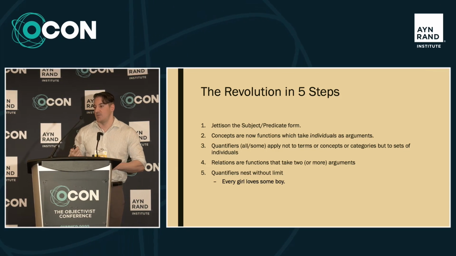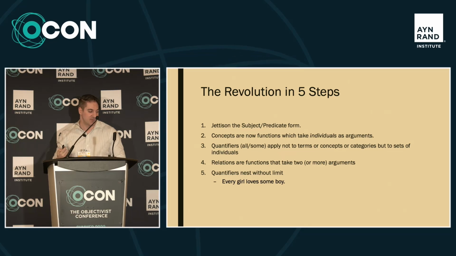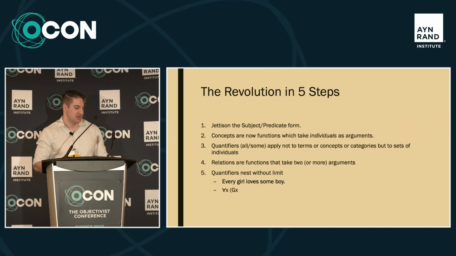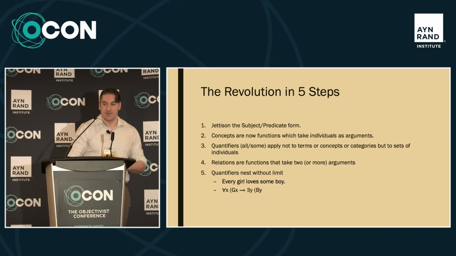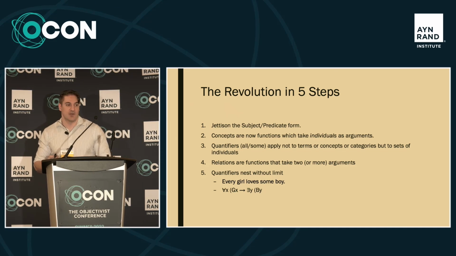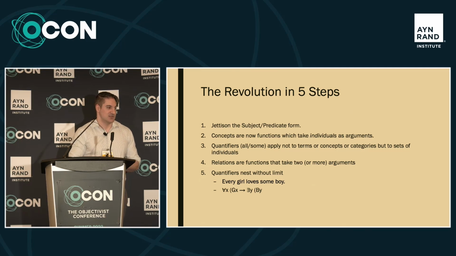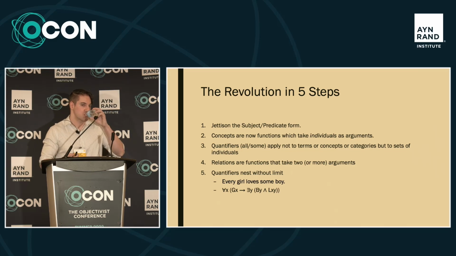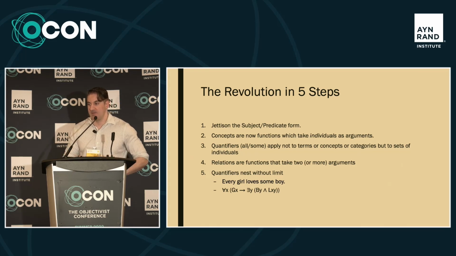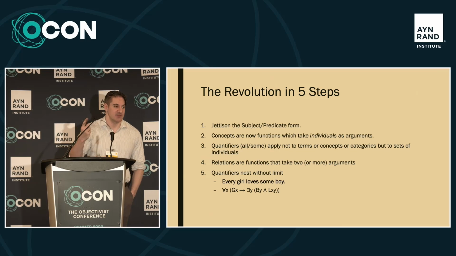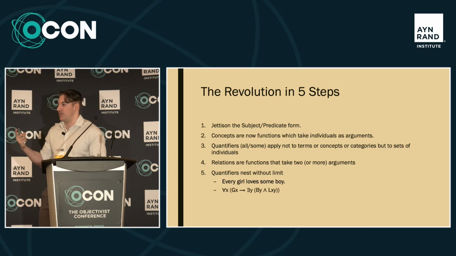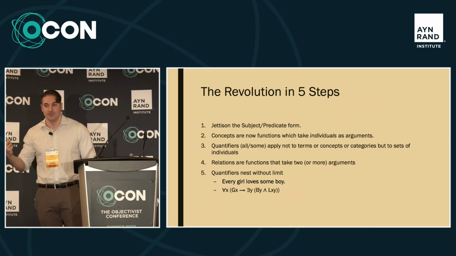So here's the sentence that troubled us before: every boy loves some girl. How would you do that? Well, you'd start for all x. If x is a girl, then there is a y such that y is a boy and x loves y. And you can keep going with this. You can have as many quantifiers and variables as you need to express whatever complex thought you're trying to express.